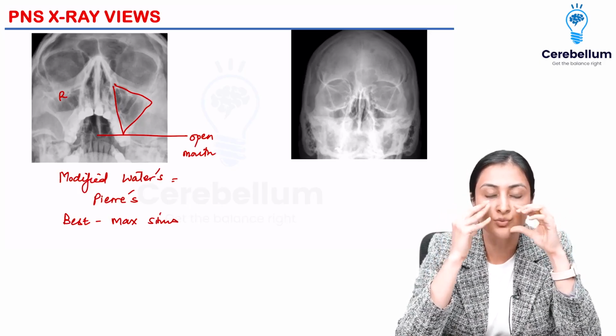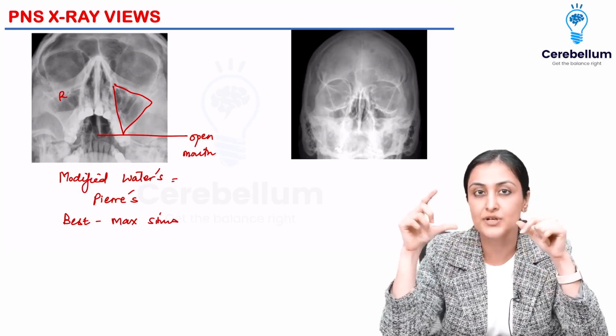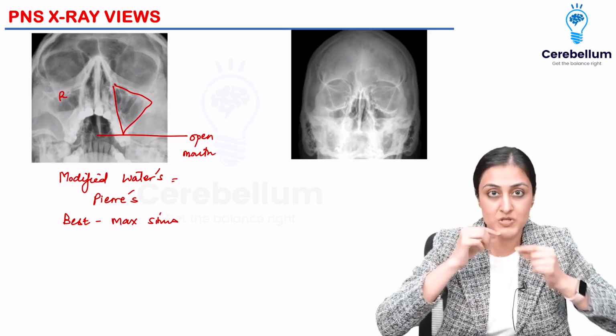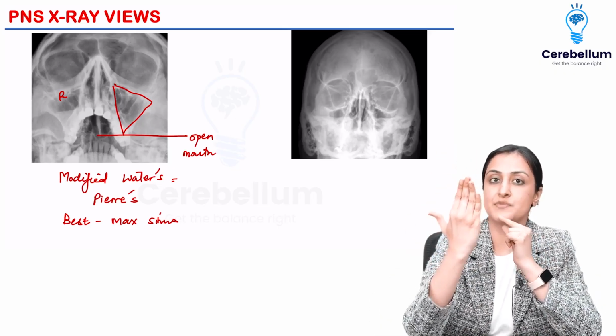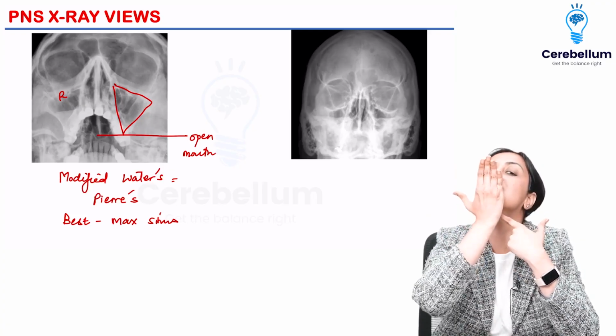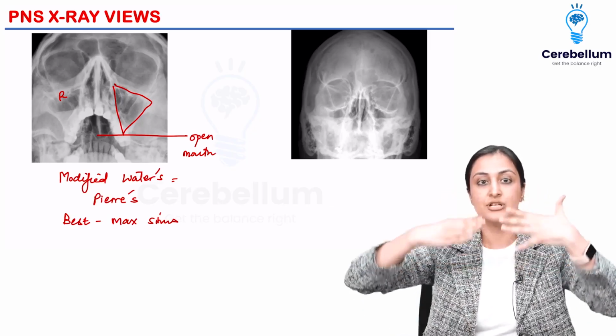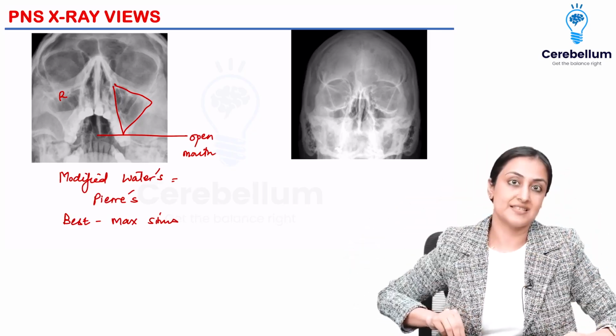So in order to free the maxillary sinus from the pterygoid plate, I'm going to have to pull up my chin. So what happens is, this is the image receptor. So what we do is we pull up the chin like this. So that way, the pterygoid plates are actually going to go down and the maxillary sinuses come up.